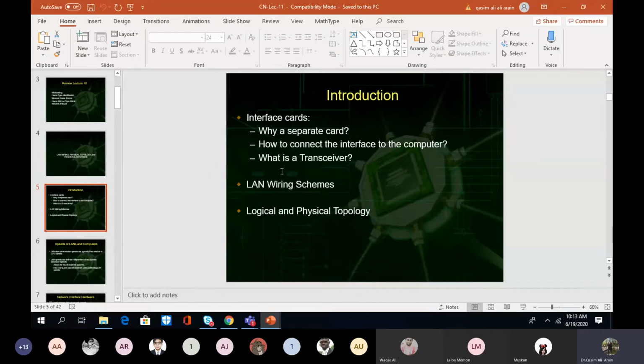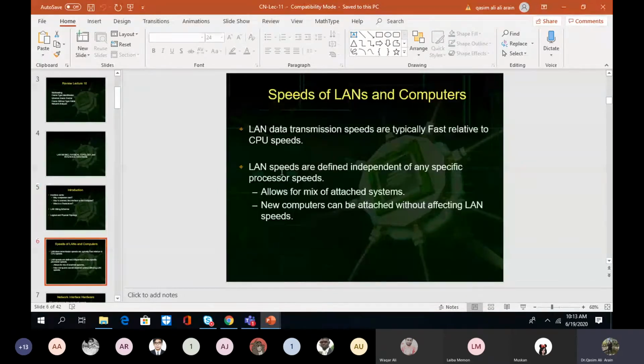Now how do we connect this interface to the computer? I will be telling you what a transceiver is, I will be telling you about LAN wiring schemes and logical and physical topology.